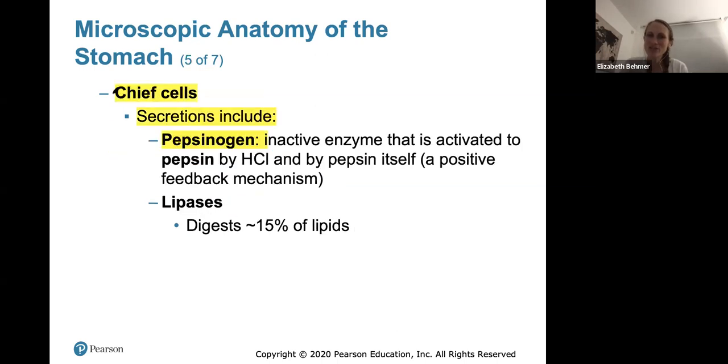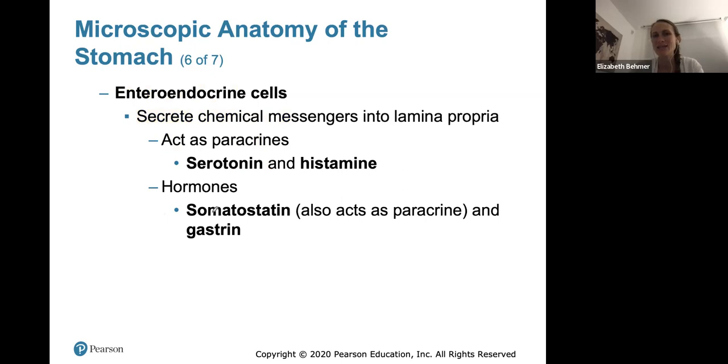Your chief cells are another type of cell, and what they secrete is called pepsinogen. And pepsinogen is the inactive enzyme that is activated to pepsin by HCl. So these cells are kind of working together as a team because you have parietal cells secreting HCl, which will activate pepsinogen to pepsin, but pepsinogen itself is secreted by the chief cells. It also secretes lipases, which digest about 15% of your lipids. Enteroendocrine cells will secrete some chemical messengers, which are some of your hormones that will be used later on.